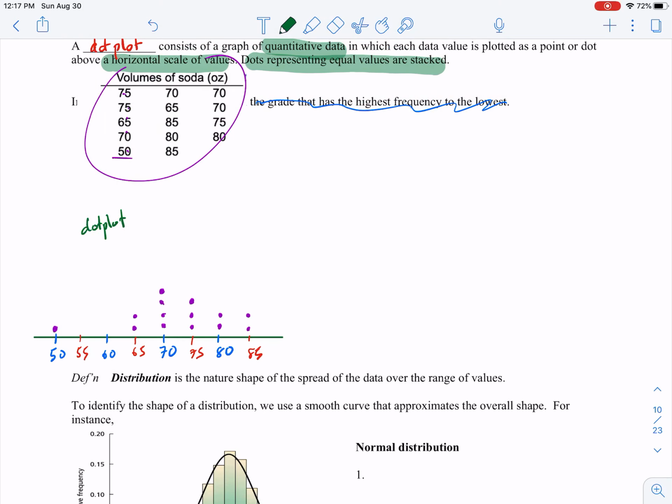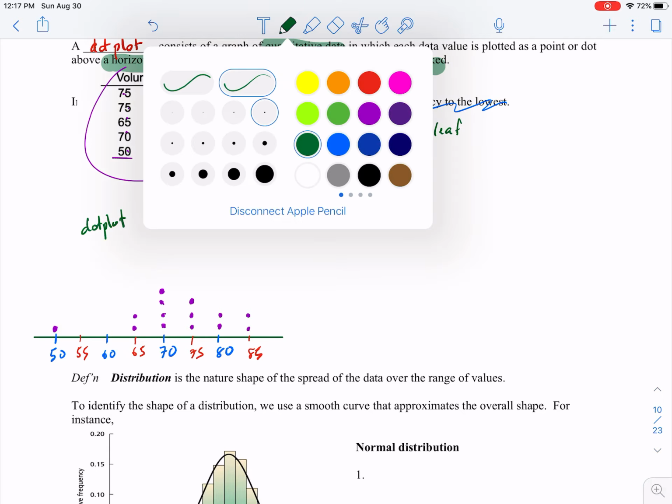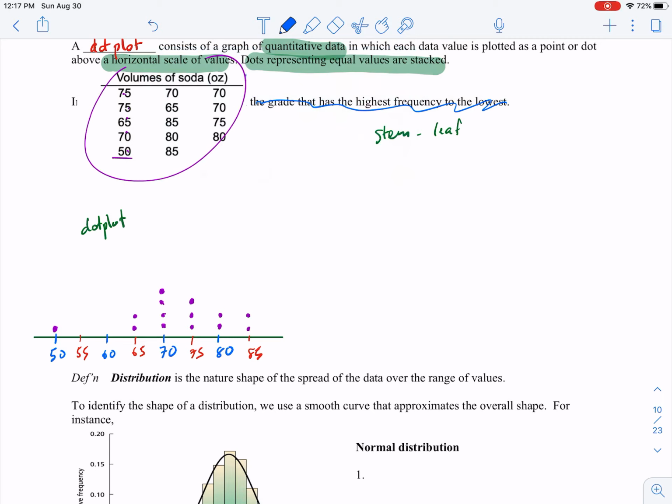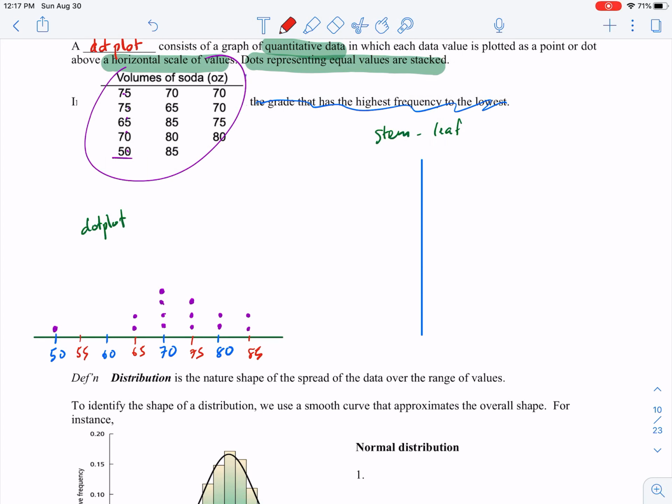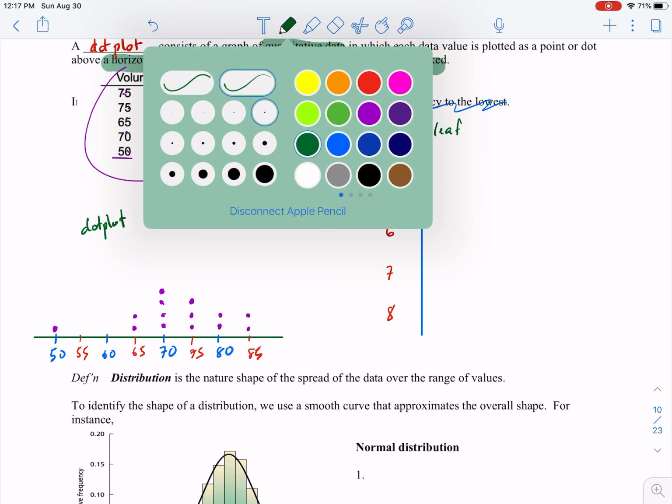Another graph I'm going to show you quickly is called a stem leaf. It's kind of like the dot plot, but it's displayed vertically. So we draw a vertical line, and then the stem will be on the left, and the leaf will be on the right. The stems are the tens place value. So we have 50s, 60s, 70s, and 80s. Those are the stems.